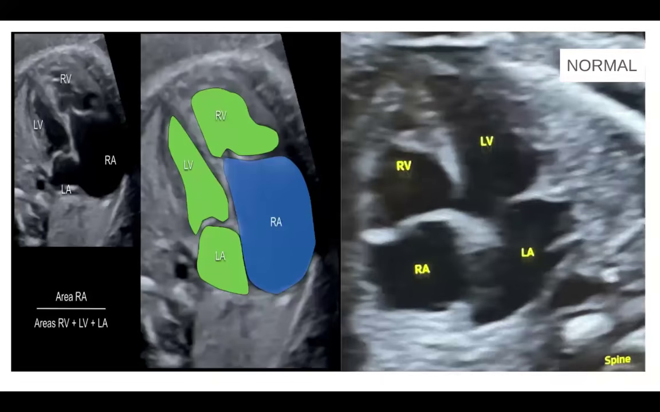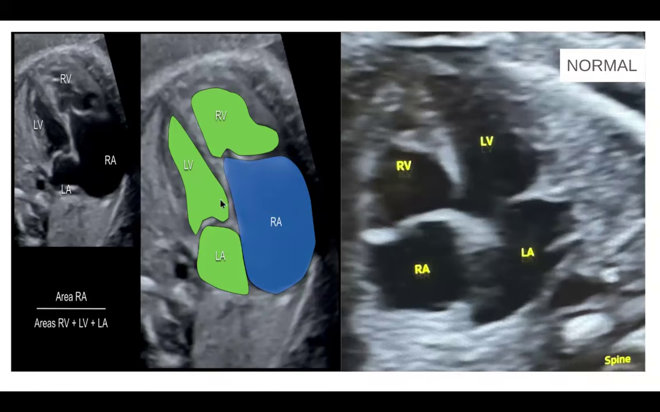Now I wanted to compare normal to Ebstein. So you see a normal case. We have the left ventricle, left atrium, right atrium. Here's the right ventricle. Notice, we have the mitral valve. Here's the tricuspid, which inserts slightly higher, and then the moderator band.